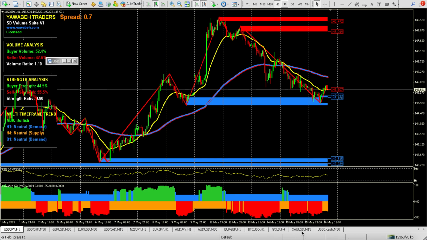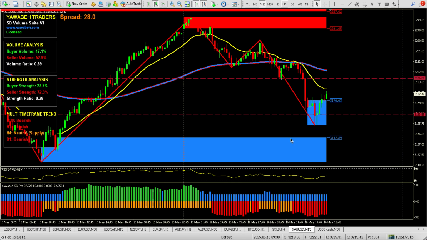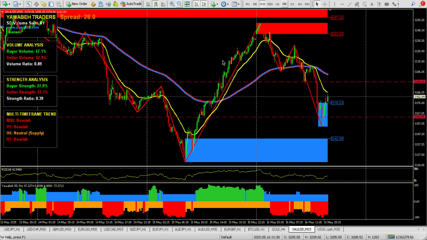Let's turn to gold again. If you see here on the gold chart, the multiple time frame trend direction says M30 and H1 are giving you a bearish signal, and H4 is supply. So supply is also associated with this bearish signal. If neutral supply appears here and other time frames show you a bearish signal, that means you can simply enter a short position.